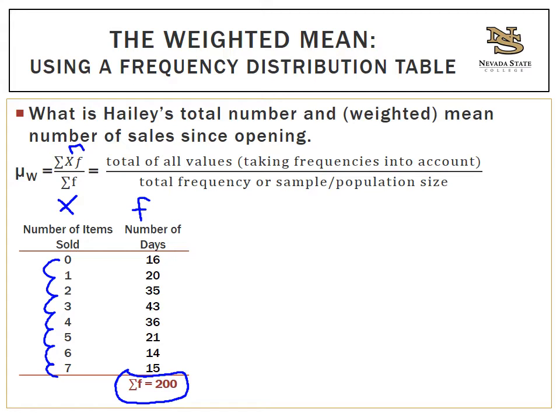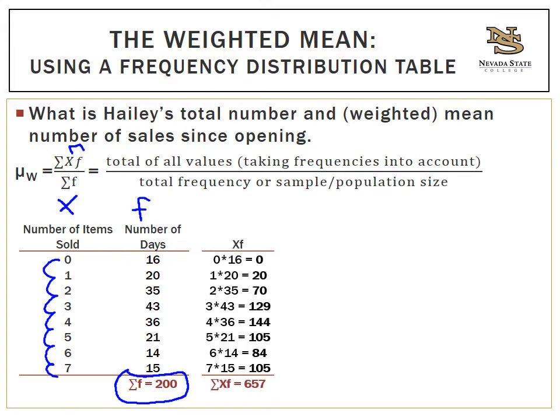So let's figure out how many total items Haley sold in this 200-day period. So you take each X value times each F value, and then you add those values together. So you'll see 0 times 16 and 1 times 20 and 2 times 35, just all the way across, all the way down. Then you add these values together, and you find that in the last 200 days, since she opened her Etsy shop, Haley has sold 657 items.